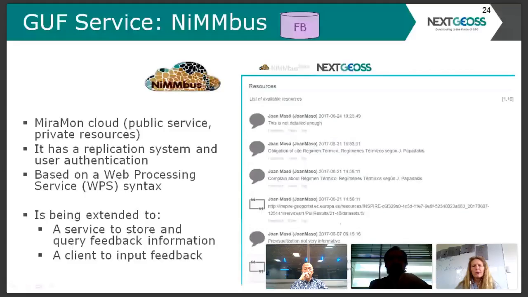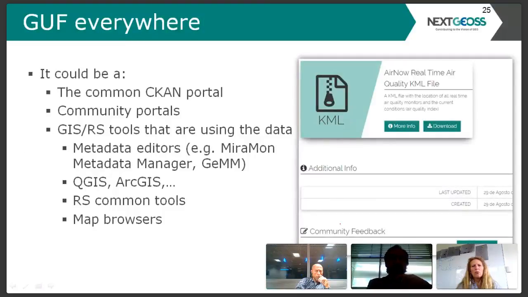Okay, in NextGEOSS, our own database of feedback is called Nimbus, and Nimbus is implemented in a cloud environment on the CREAF premises, is using the standard that I told you about before, and in this case is using Web Processing Service as a way to query the database. We are now integrating this into the NextGEOSS Data Hub, so you will be able to provide feedback about our resources in the NextGEOSS Data Hub.